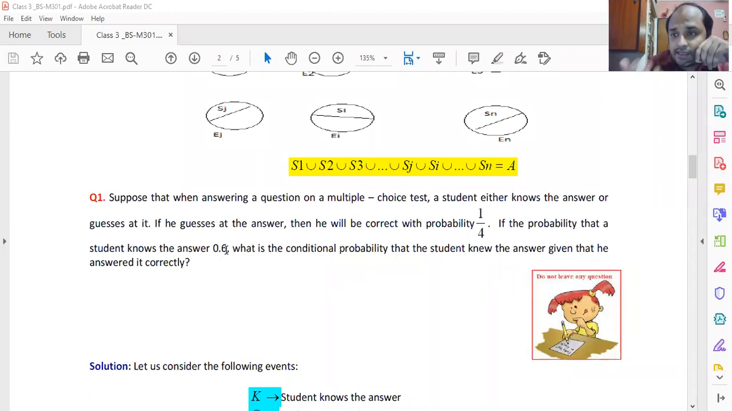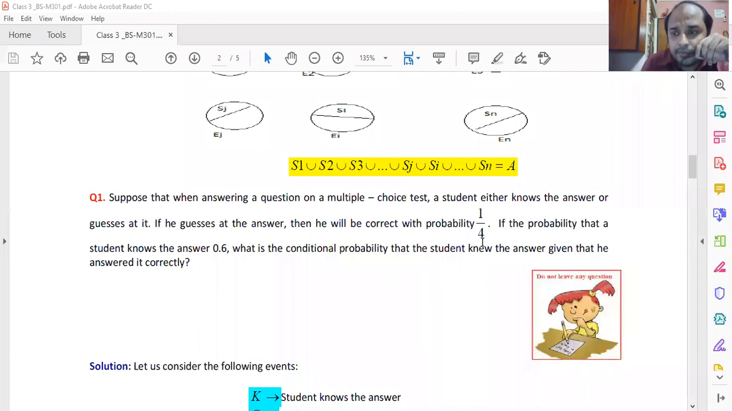So I'm guessing probably 60% of students knew the answer. Probably, I'm not sure about it. That's why it is written 0.6. So this is the source from which you are getting this information, 1 by 4 and 0.6. Now I have been asked, you took the examination, what is the conditional probability that the student knew the answer given that he answered it correctly?